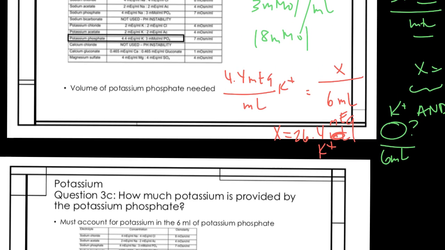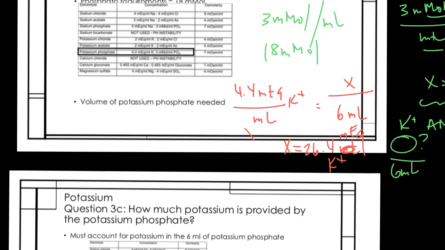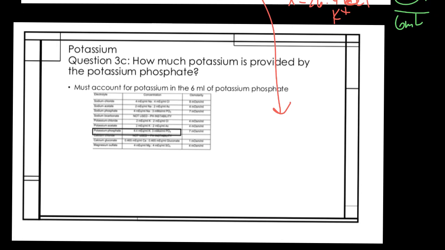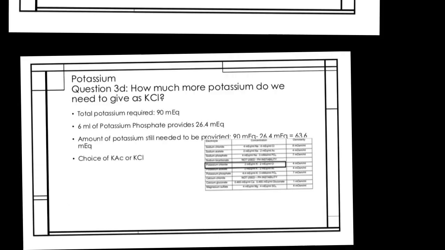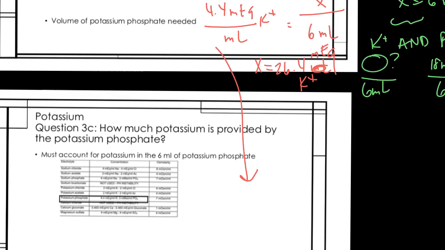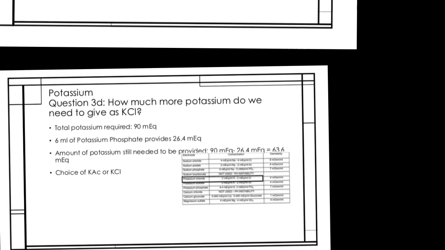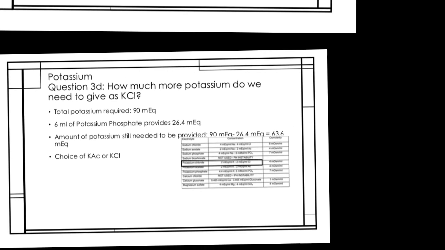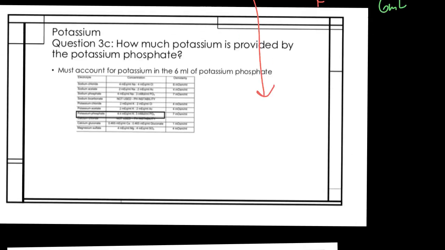Oh, okay. Looks like I did. This one is supposed to go over here when I figure out how much potassium is in the phosphate. Sorry, guys. Anyways, next question. I answered this question 3C already for you using potassium. I just overstepped myself. 3D: how much more potassium do we need to give as potassium chloride?